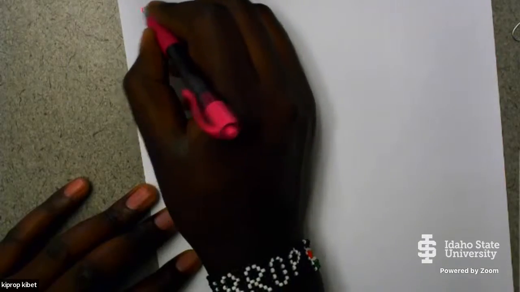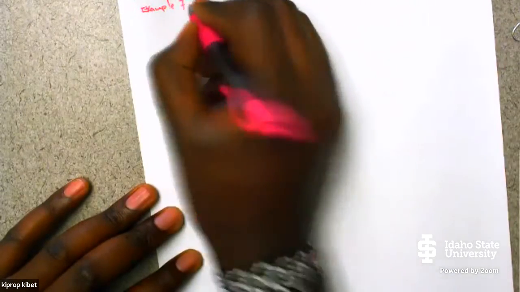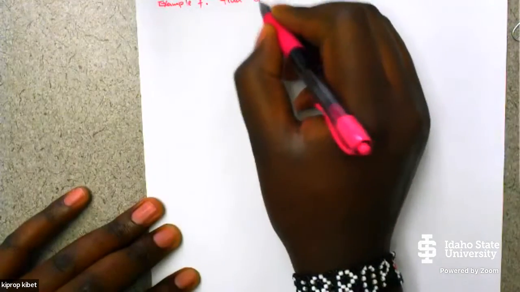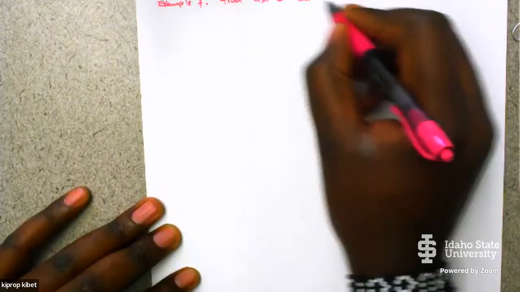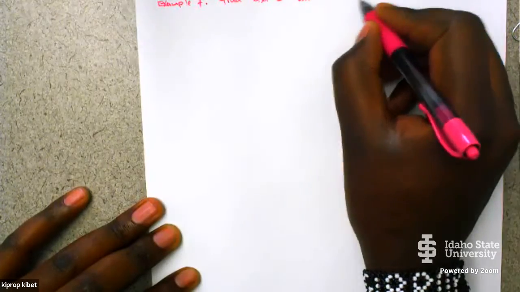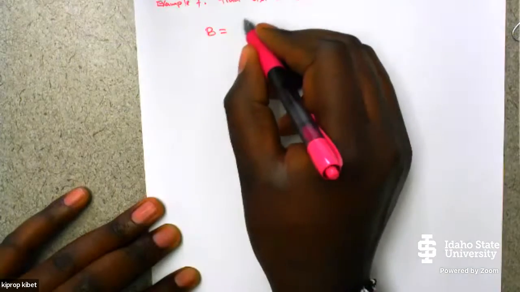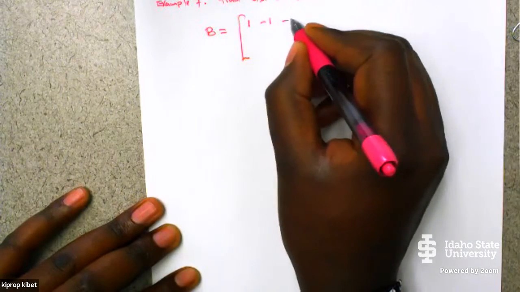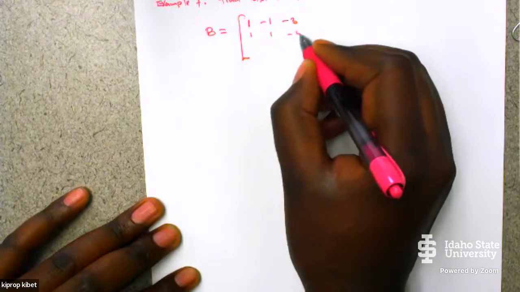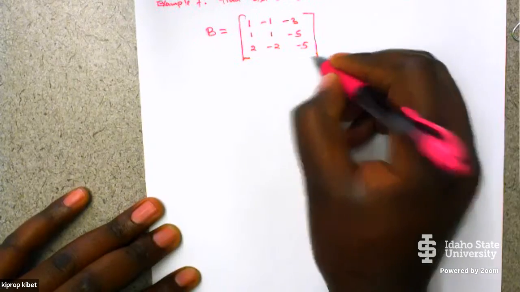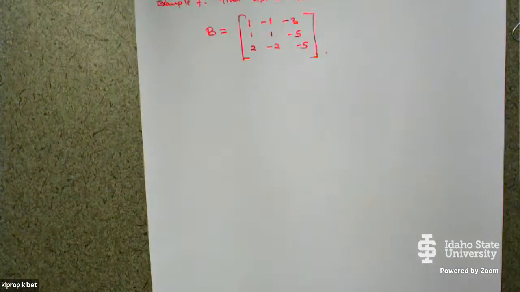Okay, example number 7. Find the determinant of B and the determinant of B transpose, where B is equal to [1, -1, -3; 1, 1, -5; 2, -2, -5]. So find the determinant of B and also find the determinant of B transpose.